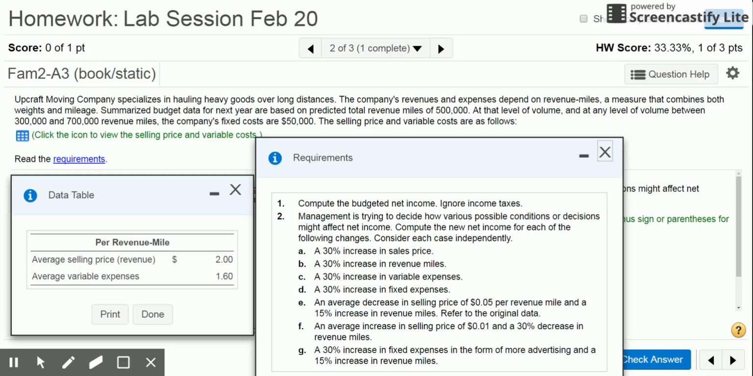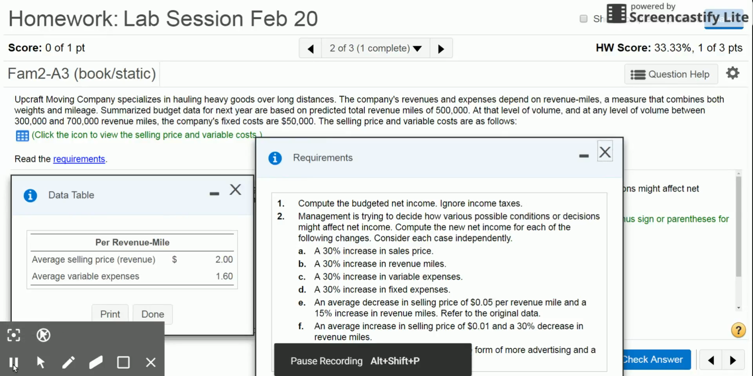So this is the second question of the lab session. You can read the question and all of the relevant information, and we will start as soon as you are done reading the question. So just pause the video.